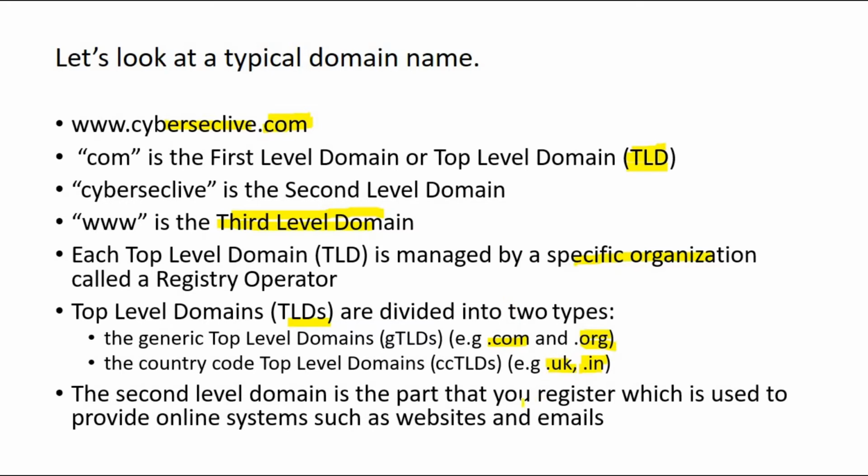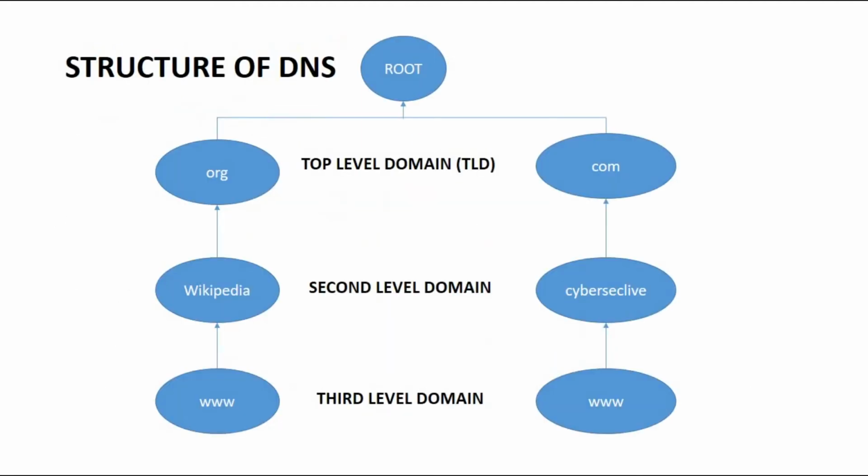The second level domain is the part that you register, which is used to provide online systems such as websites and emails. So whatever you are registering, this cyberseclive, right? How did you get this domain? The second level domain is the part you register, wherever you register it. Let's say I have registered my cyberseclive.com on GoDaddy, or on Amazon, right? So it depends, and that is also part of registration, the second level domain, cyberseclive.